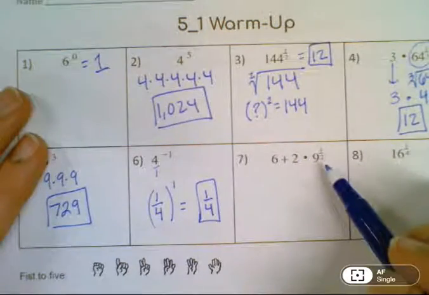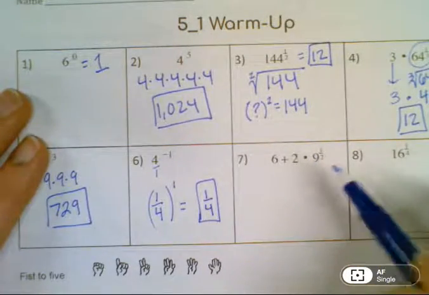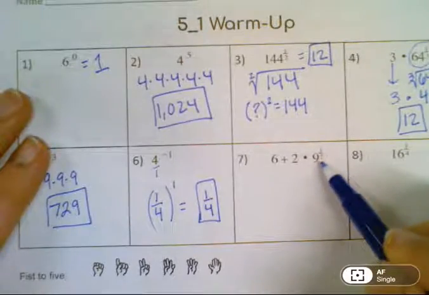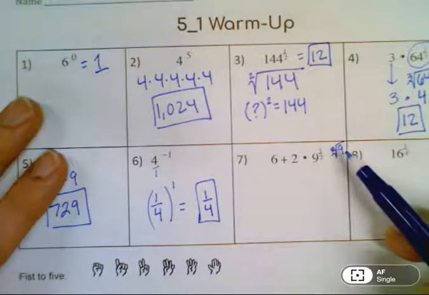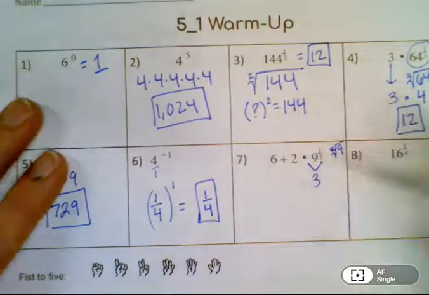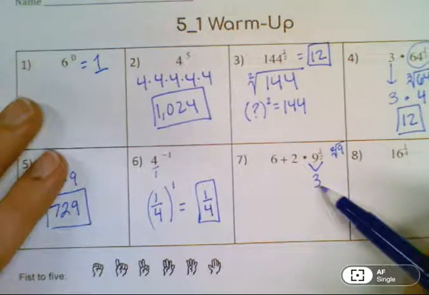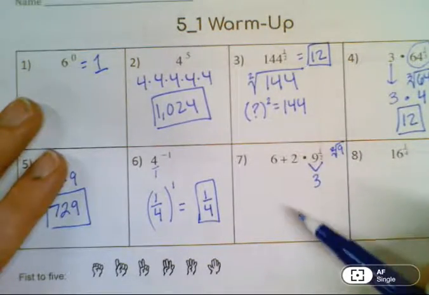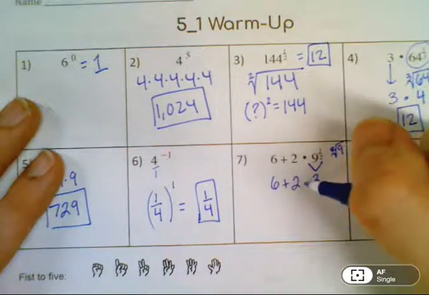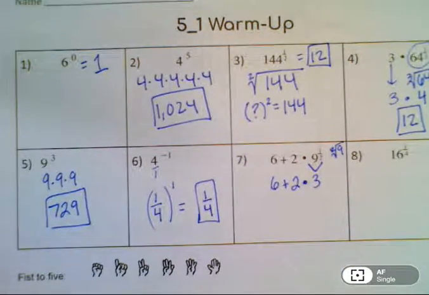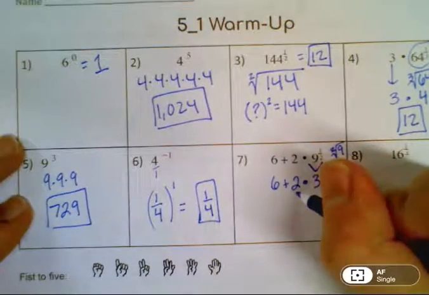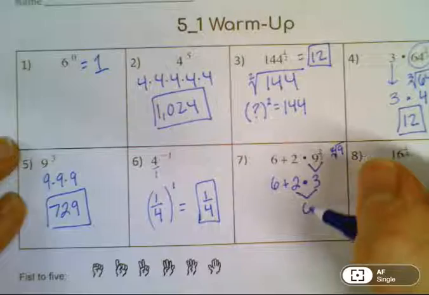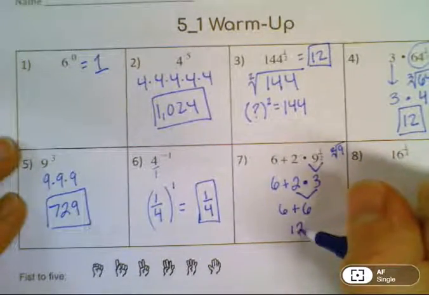Number 7, this is an order of operations problem. There are no parentheses, so my next step has to be exponents. 9 to the 1/2 power means the square root of 9. What number times itself is 9? The answer to that is 3. 9 to the 1/2 power is 3 because 3 squared is 9. So I'm going to drop everything else down. And now the trickiest thing, the thing that most people are going to mess up, is order of operations. After exponents and roots comes multiplication and division. So we have to do that multiplication next. 2 times 3 is 6. 6 plus 6 is 12.